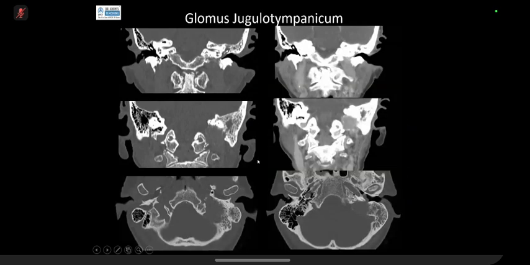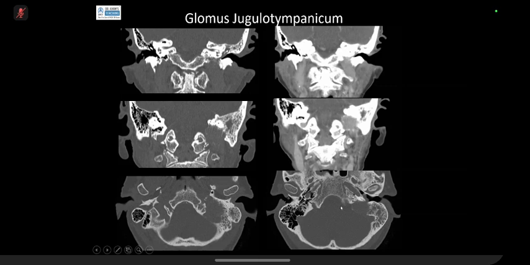Key point to remember. On a CT scan, develop your eyes to see for permeative bony destruction. They are slow growing tumors, they grow over years, but because of their vascularity, etc., they cause permeative bony destruction like this.